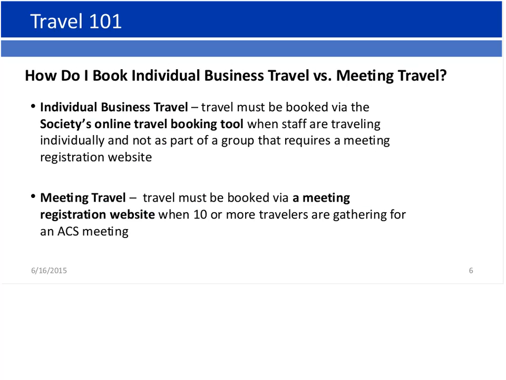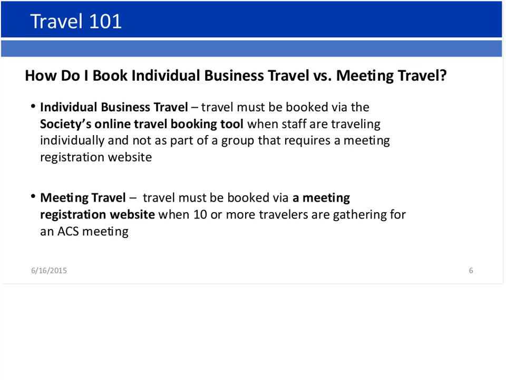How do I book individual business travel and meeting travel? Well, firstly, it's really important to distinguish the difference between the two. Individual business travel must be booked via the Society's online travel booking tool when staff are traveling individually and not as part of a group that requires a meeting registration website. On the other hand, meeting travel must be booked via a meeting registration website when 10 or more travelers are gathering for an ACS meeting.